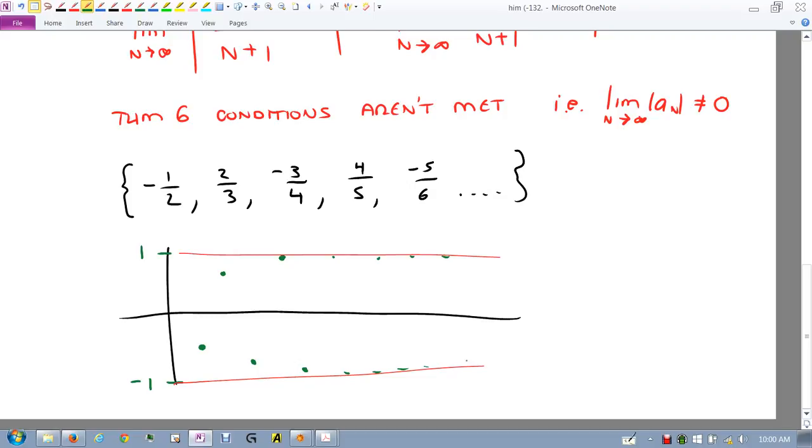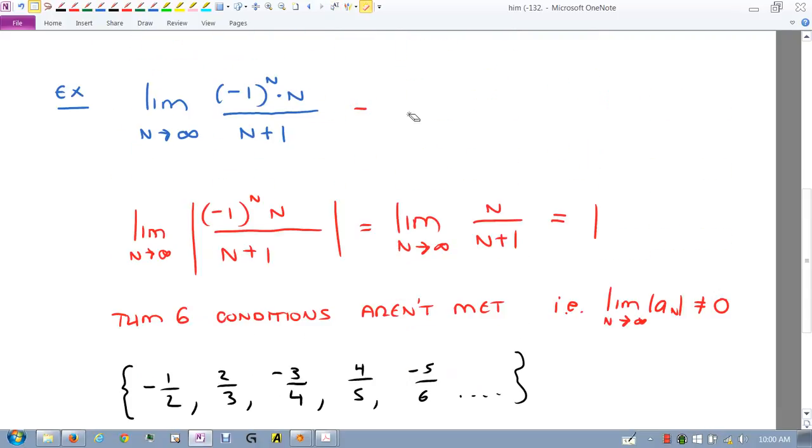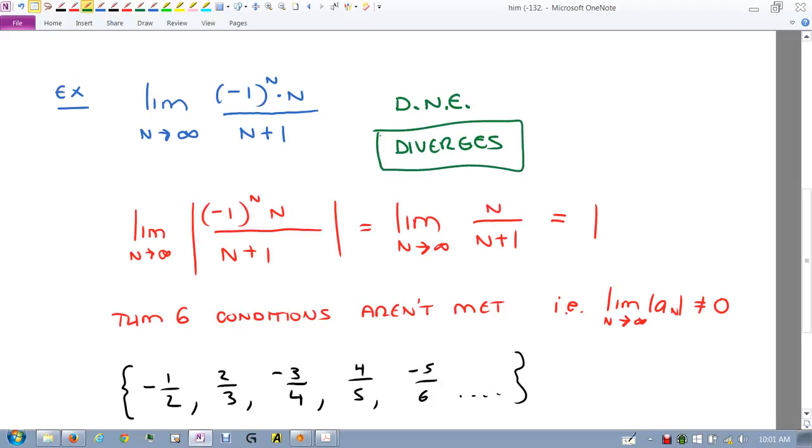Are we good on that? Questions? So up here, the answer would be does not exist. DNE, does not exist. Limit does not exist. Therefore, it diverges. I'll put up here the limit does not exist, therefore it diverges. That is a divergent sequence.